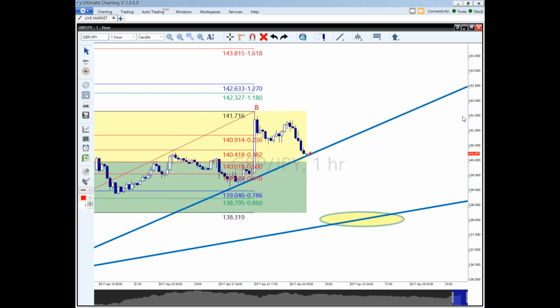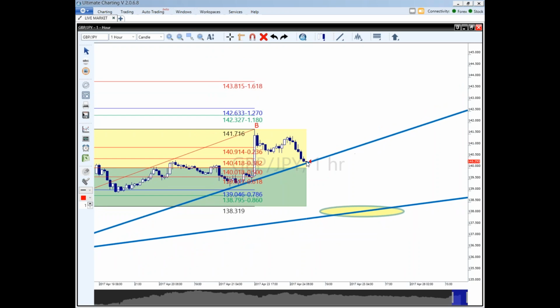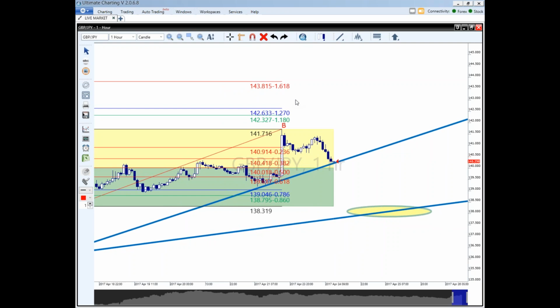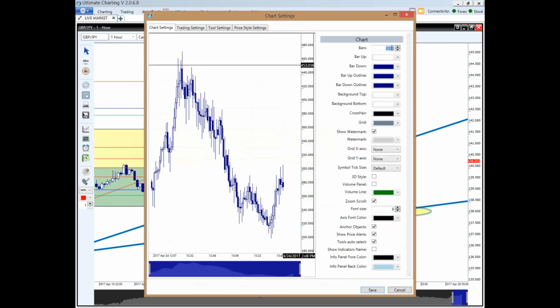So on a 1 hour chart, as of right now, if it doesn't go any deeper, then the 1.618 would be the target. Okay? So in this particular area, what we're seeing here is how do we take advantage of this opportunity? Now you can scale into the market here with smaller lot sizes and still be able to take advantage of this market quite nicely.